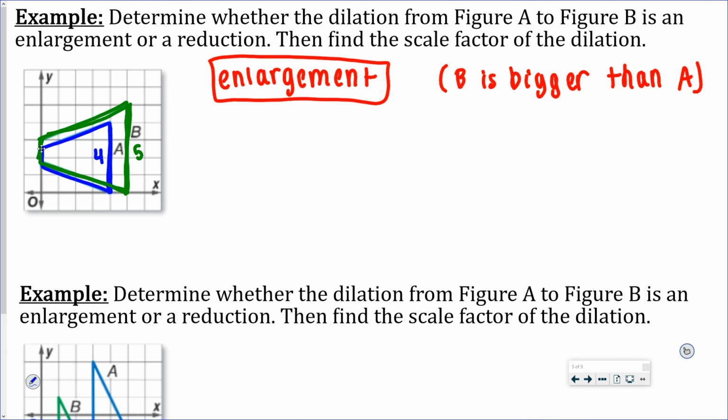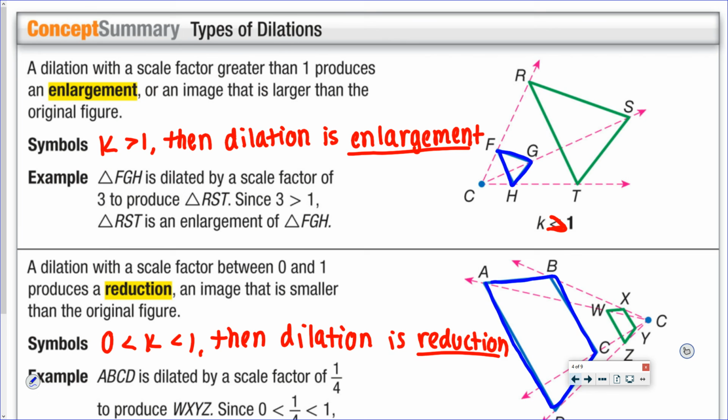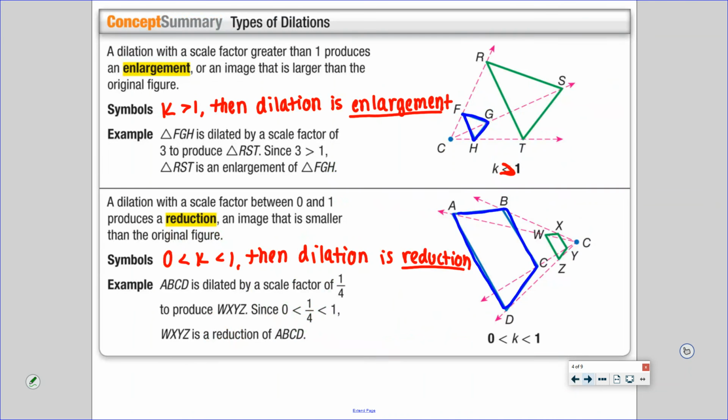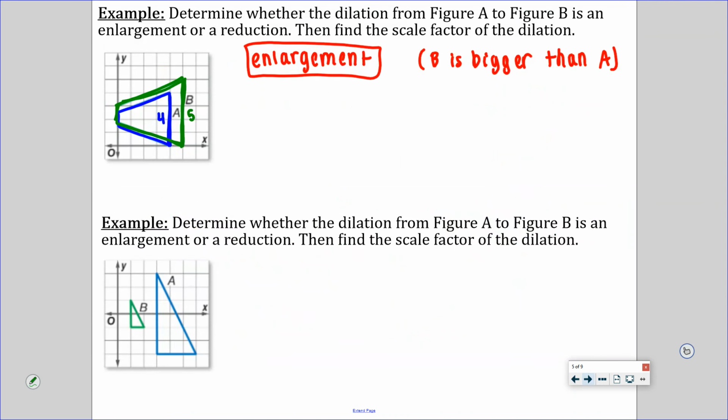Okay, so as I mentioned before, when we set up these scale factors, we always want to write it as a ratio of the image after the dilation to the original. That's important. We have to write it that way in order for this to hold true, that if that scale factor is larger than 1, it's going to be an enlargement. So the length of the image after the dilation, that's B, is 5. Want to write as a ratio of that to the original, which is 4.